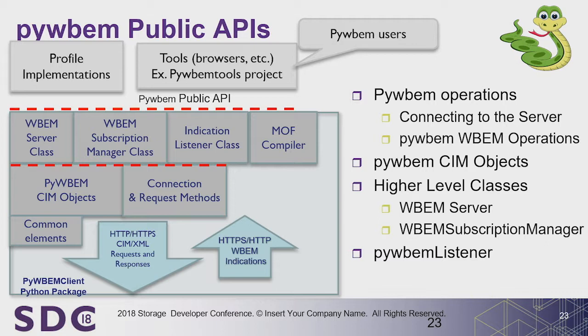It has a set of higher level classes that represent higher level concepts in the WBEM CIM modeling structure. The two we have right now are the concept of a server and the concept of a subscription manager. A subscription manager manages the creation of indication subscriptions between itself and a WBEM server. The server class manages the general capture of information about the server, and we'll go into that in a minute. Finally, we include a WBEM listener in this. Also, though I didn't show it, down at the bottom you have all of the protocol mechanisms to be able to communicate with the server using the standard protocol.